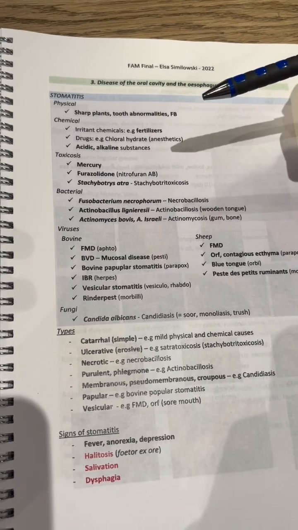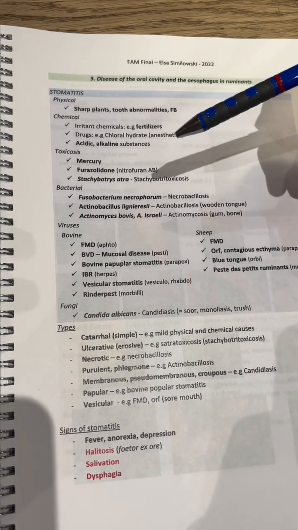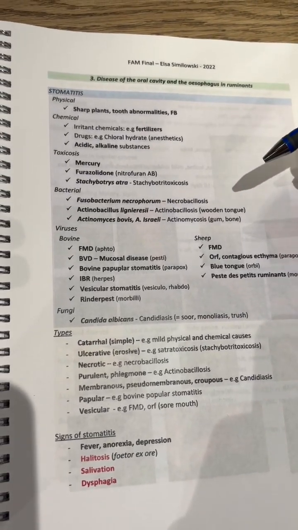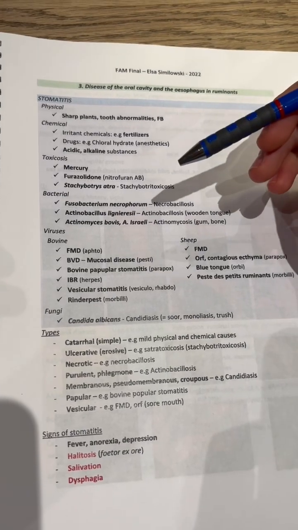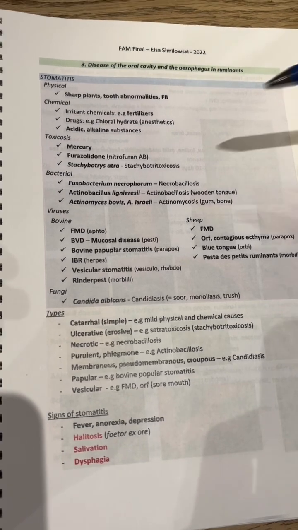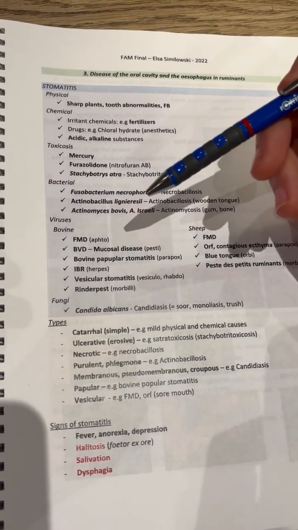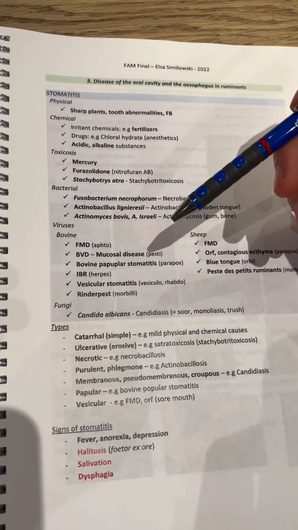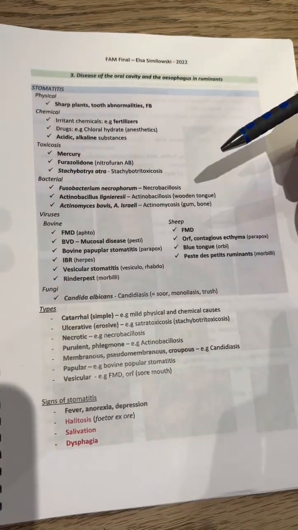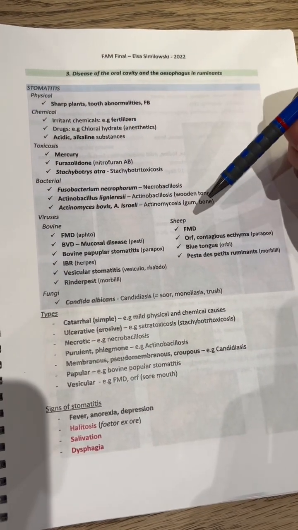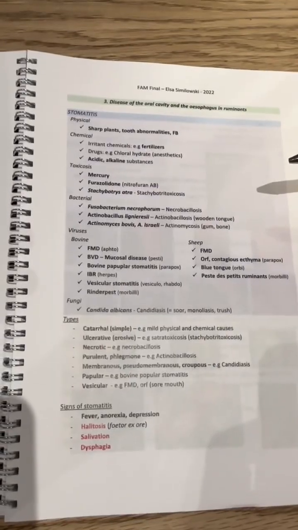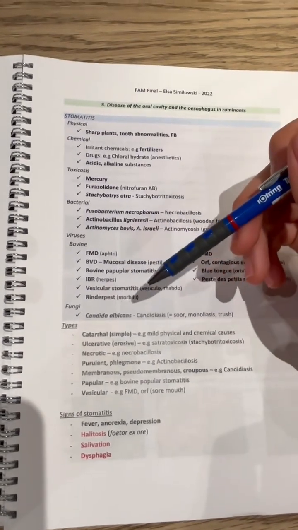And for bacterial causes, these include Fusobacterium necrophorum and Actinobacillus lignieresii, which causes wooden tongue, as well as Actinomyces bovis, which causes problems with the gum and bone. The viral causes of stomatitis: in bovine we have foot and mouth disease, bovine viral diarrhea, bovine papular stomatitis, infectious bovine rhinitis, vesicular stomatitis, and rinderpest. And in sheep we also have foot and mouth disease, ORF, bluetongue, and peste des petits ruminants. And the fungal causes of stomatitis are Candida albicans.